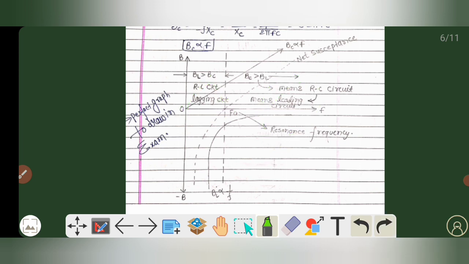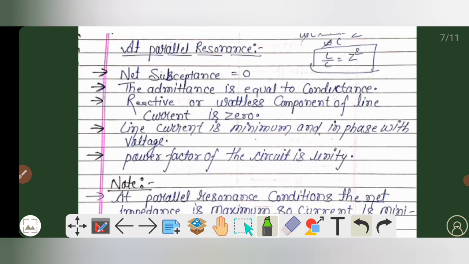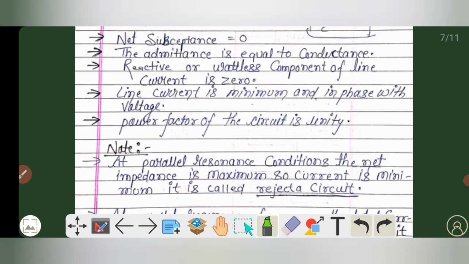Now my dear friends, we will move to the next most important point. As you can see here, at parallel resonance the value of net susceptance becomes 0, and admittance is equal to conductance, as you can see in the previous derivation. The reactive or wattless component of line current is 0. At parallel resonance the line current is minimum and in phase with voltage. The next important point is that power factor is unity in case of parallel resonance.